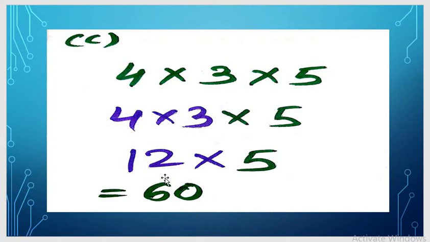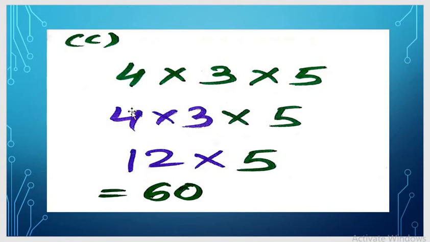Okay, we know the table of 12, so we can do it directly, but we do it as a pattern. 4 multiplied by 3, and then multiply by 5. So 4 multiplied by 3 is equal to 12. 4 3s are 12, and then multiply by 5. So 12 multiplied by 5.